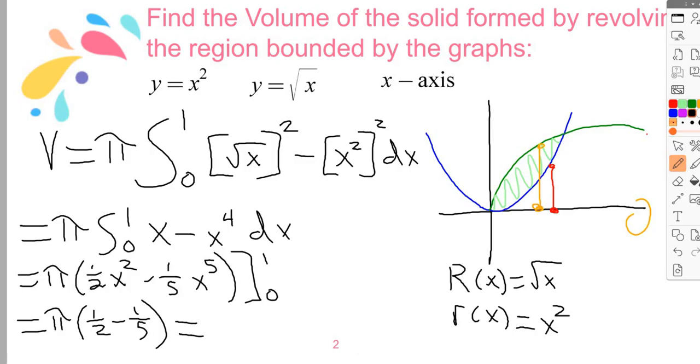So my common denominator is going to be 10. So I have 5/10 minus 2/10. So we get 3/10. Or in other words, 3 pi over 10.